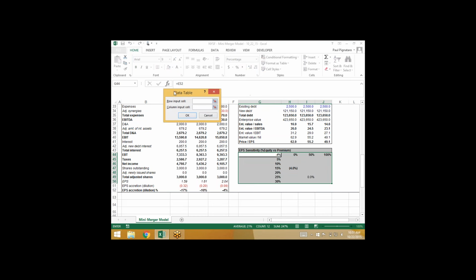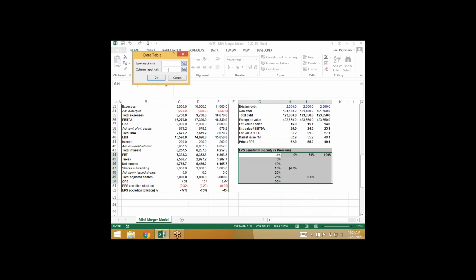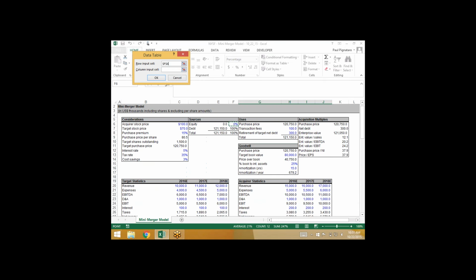And it'll ask you for two input values, row input cell and column input cell. The row input cell says, of the variables along the row, 0, 50, 10%, it only sees these as hard codes. Where does it have to go in the model to update these variables to vary the output? Percent equity. So the row input cell is our percent equity, F6.